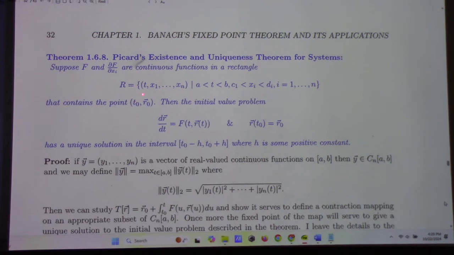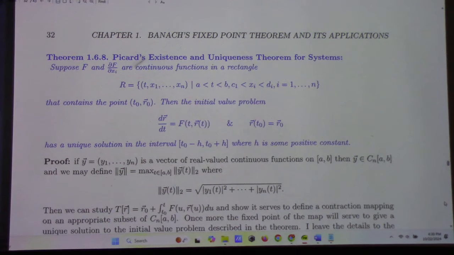But suppose this contains the point t naught, r naught. This is a point in R^(n+1), right? Then the initial value problem dr/dt equals f of t comma r of t, and r of t naught equals r naught, has a unique solution in the interval t naught minus h to t naught plus h, where h is some positive constant.